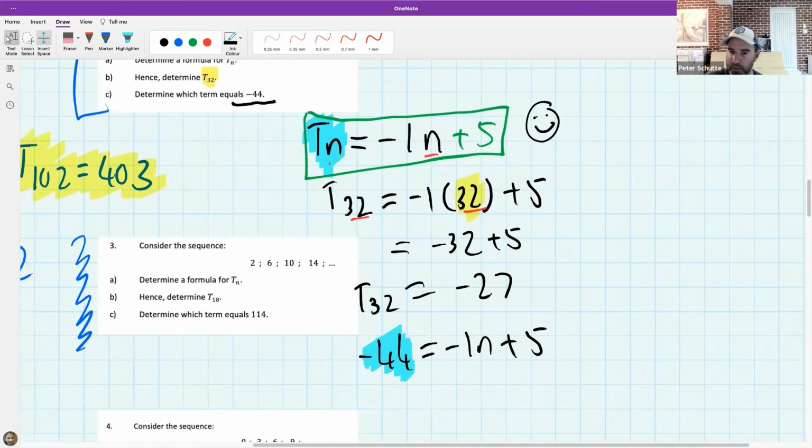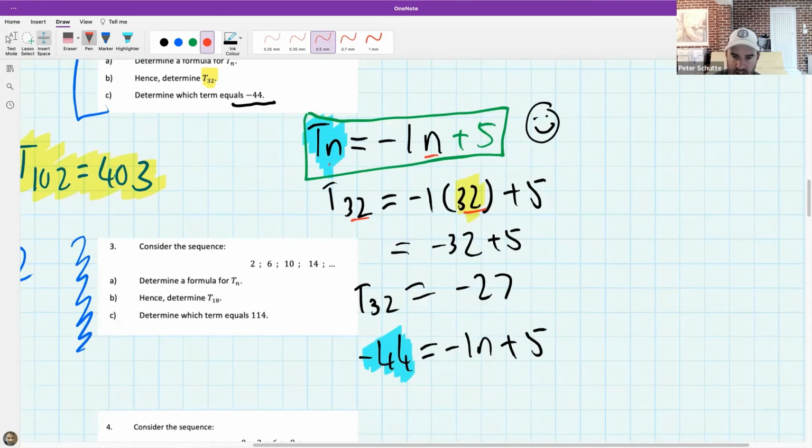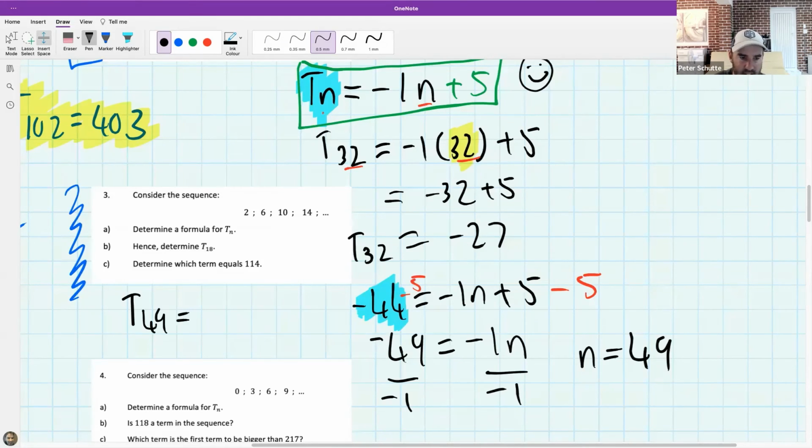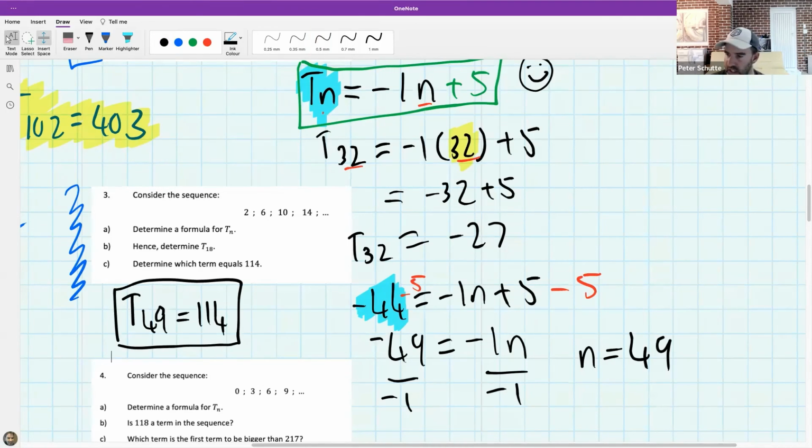Okay, let's just see. This is going to be our last question. I'm going to leave question 3 for the next lesson, but for now, let's just see what the position of this is. So -44 equals -1n plus 5. I need to take away 5 from both sides. If I do that, I get -49 equals -1n. And then if I divide both sides by -1, I should get n is 49, in which case T49 equals 114, or the 49th term is 114.